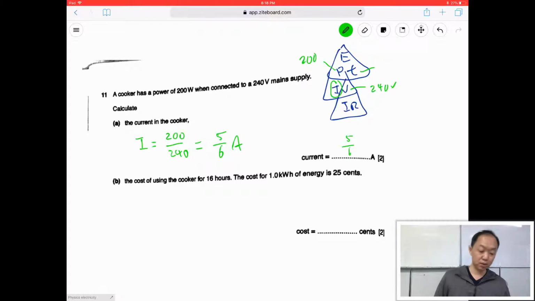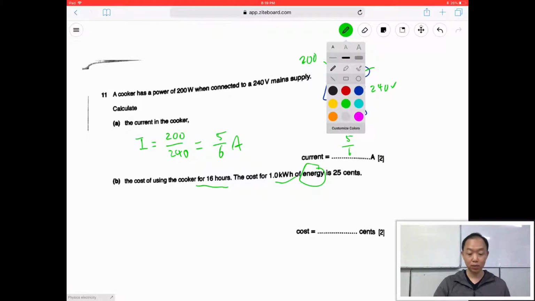Next, the cost of using the cooker for 16 hours. The cost for 1 kWh is 25 cents. So we want to use the cooker for 16 hours, and 1 kWh is 25 cents. Then we look at our EPT IBIR formula. There isn't a kWh, but the idea is this: 1 kWh of energy. So where is the energy here? It is the E at the top. To find energy, you need to take power times time.